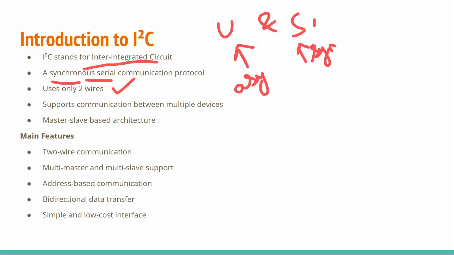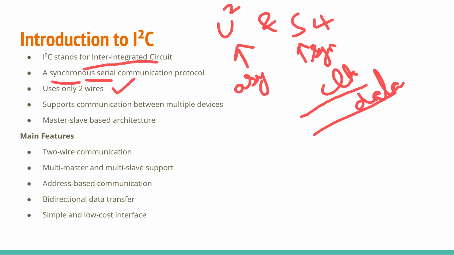SPI is using 4 wires. UART is using 2 wires, TX and RX. SPI is using 4 wires: MISO, MOSI, clock and chip select. I2C uses only 2 wires. Since it is a synchronous protocol, obviously one wire will be a clock and another wire will be used to transmit the data. So I2C is a 2 wire system.